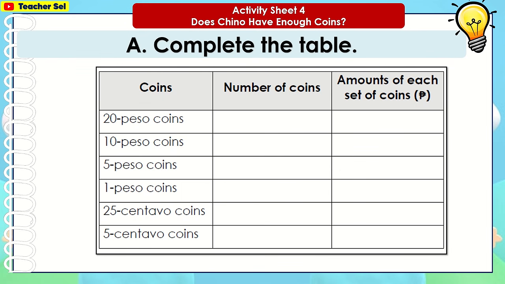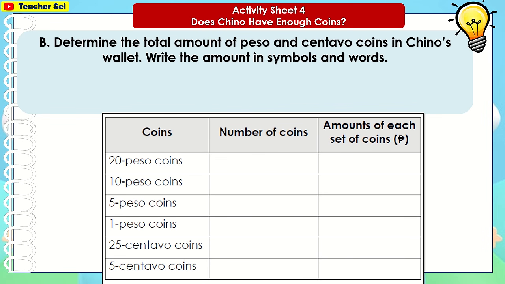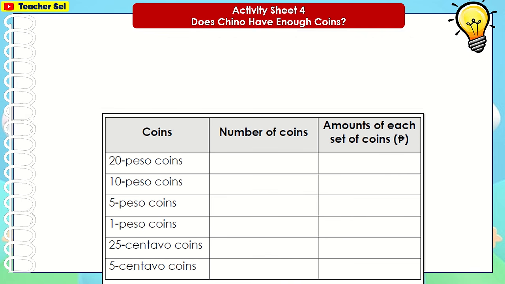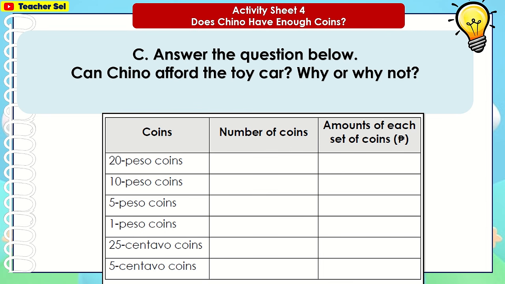Complete the table. Determine the total amount of peso and centavo coins in Chino's wallet. Write the amount in symbols and words. Total amount in symbols and total amount in words. Answer the questions below. Can Chino afford the toy car? Why or why not?